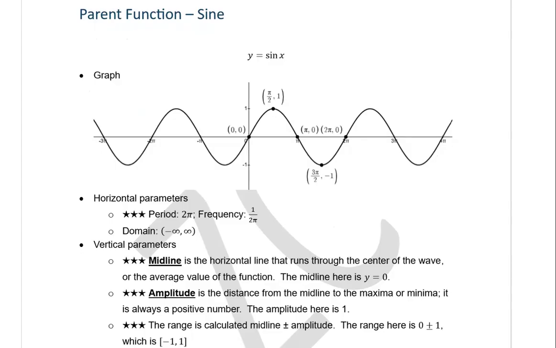All right, let me go back to the highlighter. I think that's more useful. I'm learning how to do this on the spot as well. Okay. Okay, so if we look at the horizontal parameters, like for example, what's the period? It's 2 pi. Why is that?